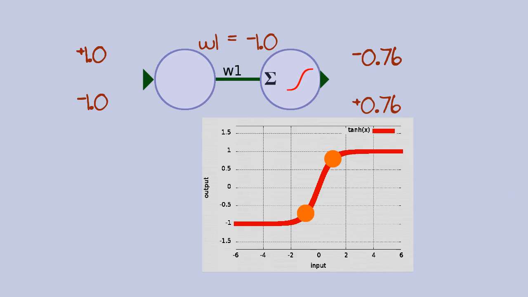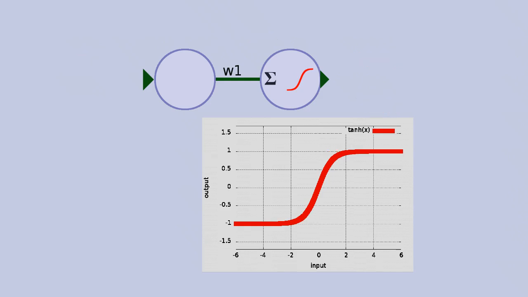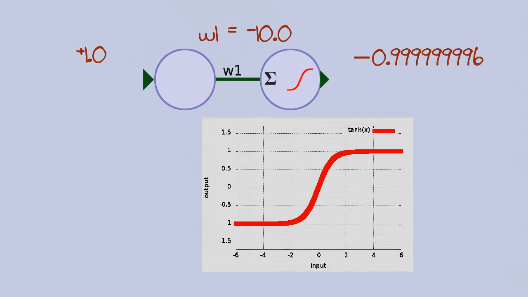As you train this neural net, this weight here will start growing to a greater and greater negative number, and eventually it'll grow larger. Let's say once it reaches -10, then look what happens. Then an input of +1 gets multiplied by -10 and gets sent through the transfer function and results in an output of 0.9999996. And so that's pretty close to 1.